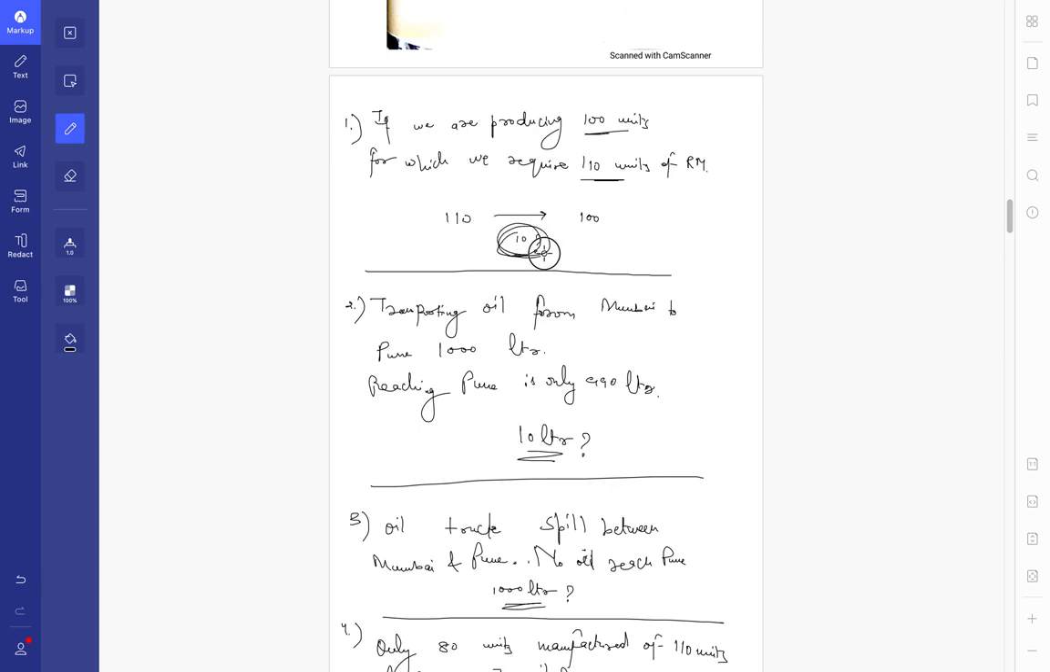So what happens to those 10 units? I mean, this is the output and this is the input. The input is 10 units more than the output. So what happens to the 10 units? Where did they go? That is the normal loss, which means that no matter what, some amount of units will not get manufactured. It will get used up in the manufacturing process.